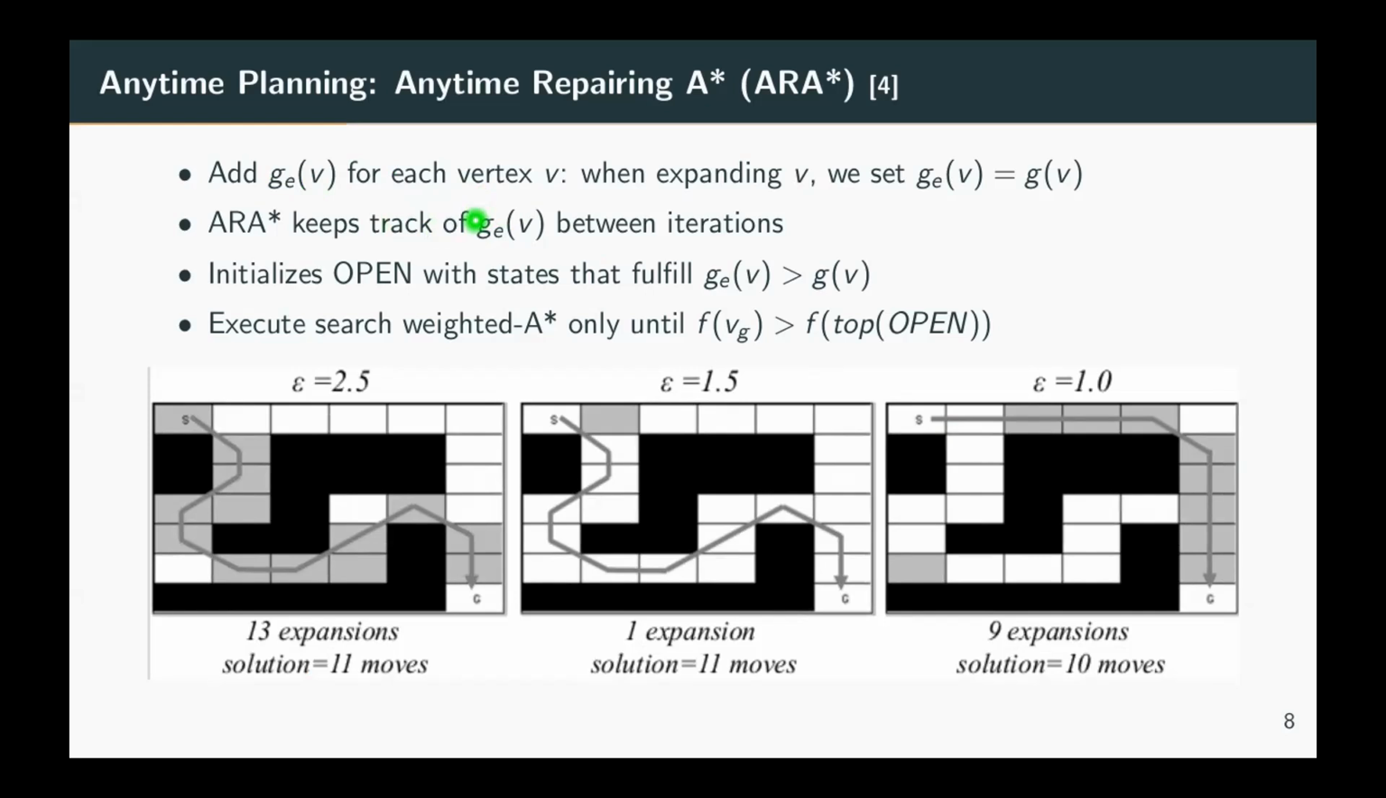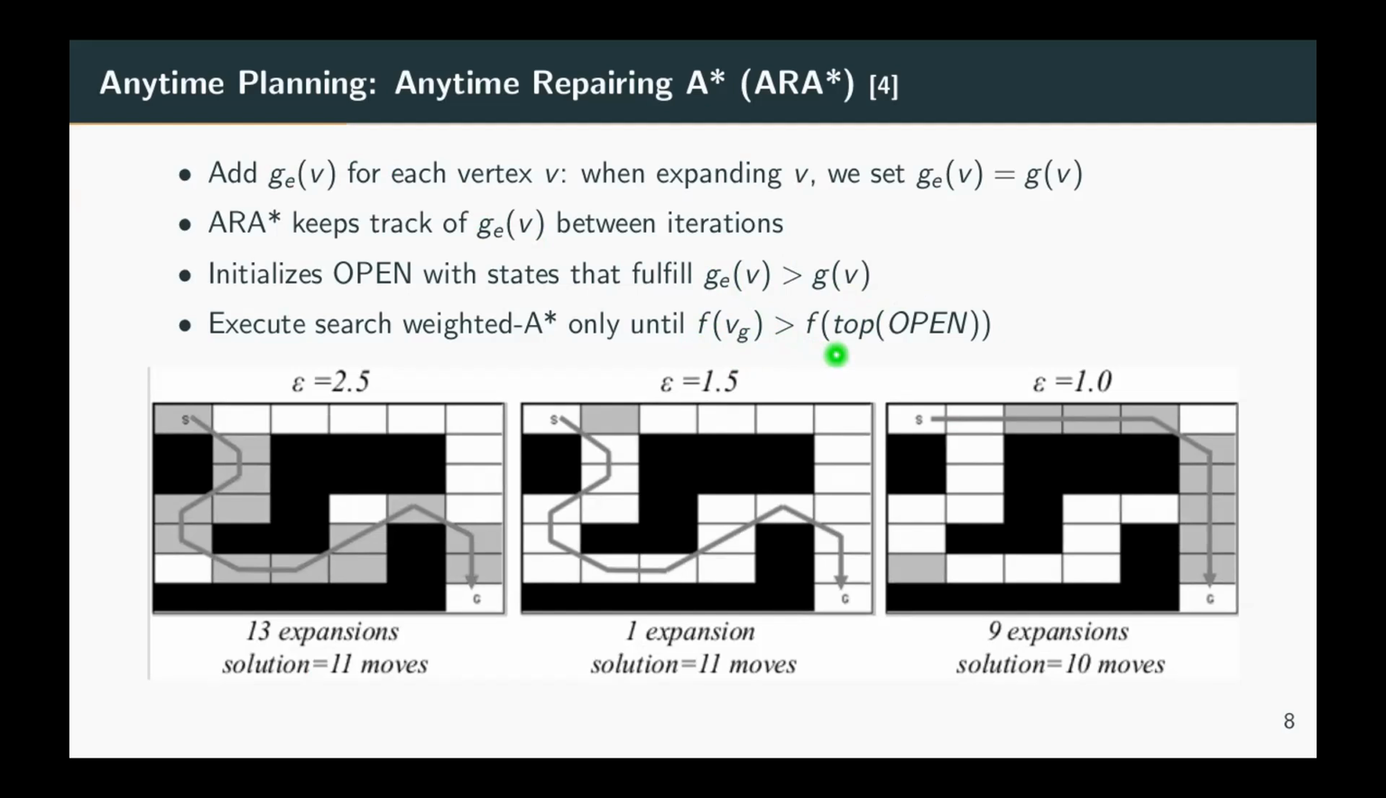And then whenever we start our A star search, we basically do not only add the start state in our open list, but we add all the states that fulfill this condition in our open list. And then at execution time, we just execute a weighted A star, and we even have an additional termination condition that says if the F value of our goal node is greater than, again, the smallest F value that we have in our open list, then we don't even have to continue searching.